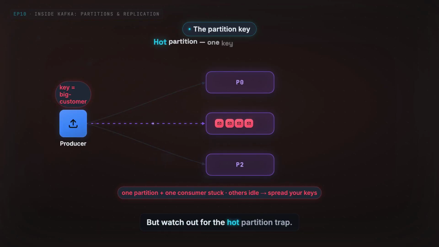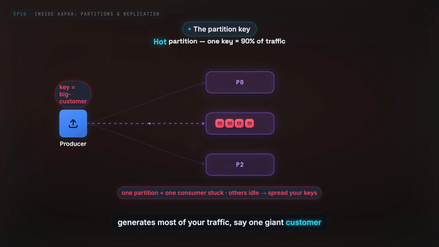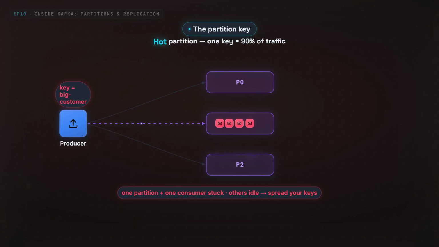But watch out for the hot partition trap. If one single key generates most of your traffic, say one giant customer is 90% of your volume, then one partition, and therefore one consumer, is stuck handling all of it, while the others sit idle. So design your keys to spread load evenly.